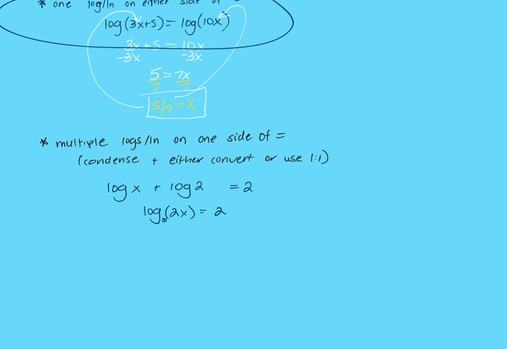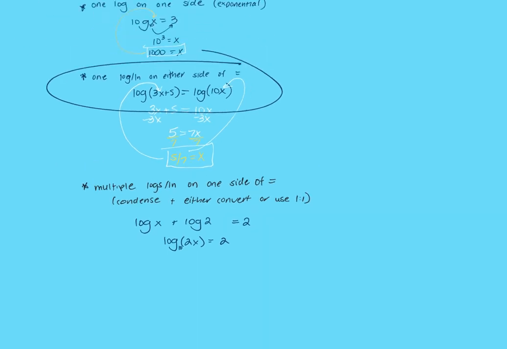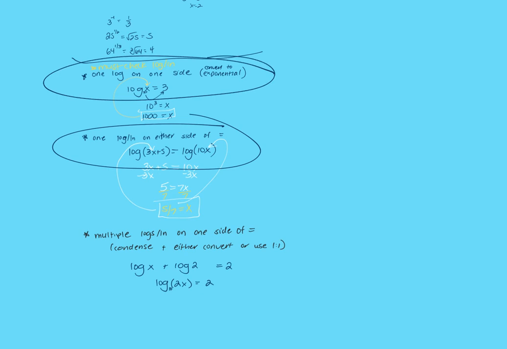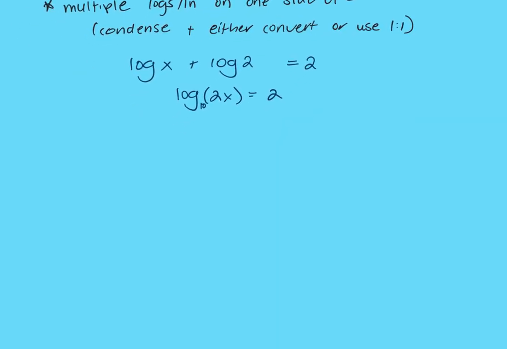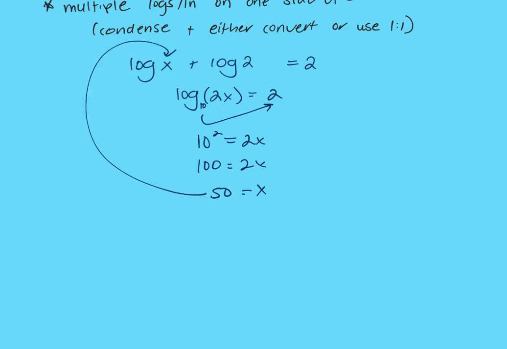Wait, did I circle the wrong one? No, yeah. It would be one log on one side of the equal sign. And so this one I would want to condense. So convert to exponential. 10 squared would equal 2x. I'd get 100 equals 2x, and x would equal 50. And then I check. Yeah, it's positive, so it's fine.